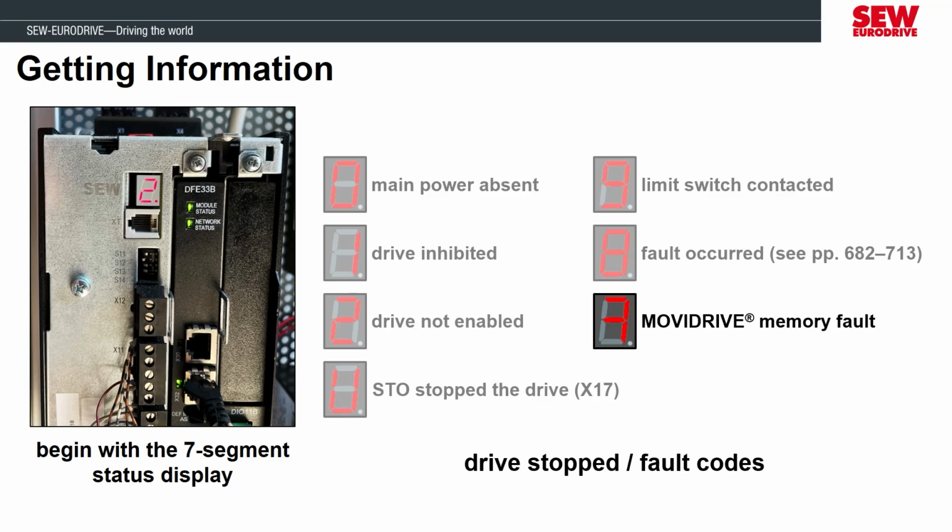Lastly, if you see a solid letter F that is reversed, this is not a normal fault condition, and this only happens when the hardware of the MOVIDRIVE is no longer communicating with the memory or processor. If you see this, there isn't much you can do in the field to resolve it. The MOVIDRIVE should be sent in for evaluation and repair, or it should be replaced.